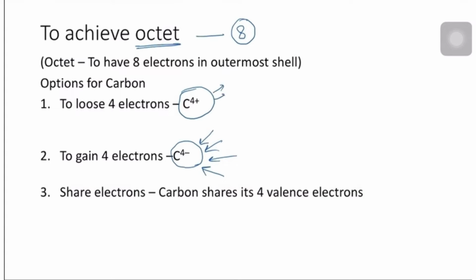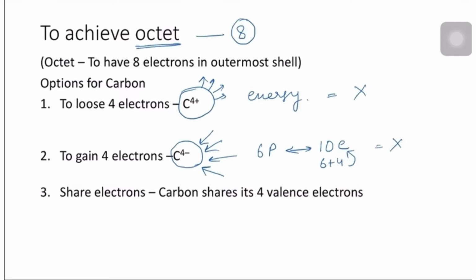Now, if it loses the 4 electrons, to do so, it has to use a lot of energy. Being small in size, it is not possible. Now, if it gains 4 electrons, then the 6 protons will have to hold on to the 10 electrons, right? As there were 6, we'll add 4 more, so they become 10 electrons. So this is also not possible.